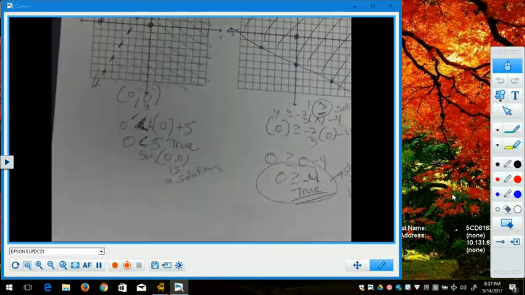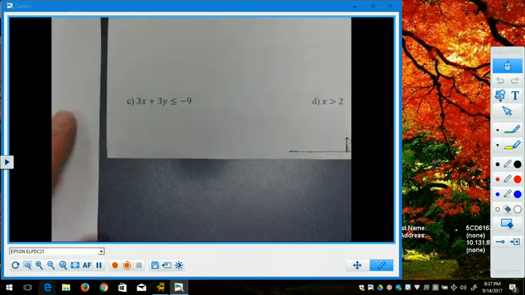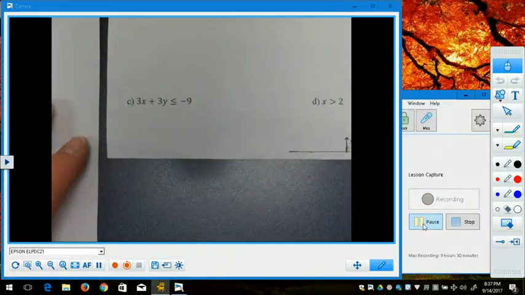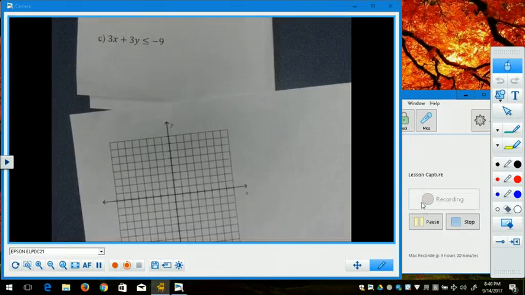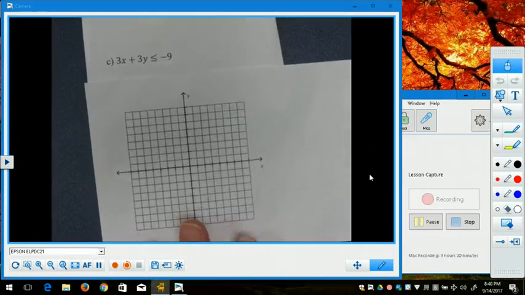We're going to look at letter C. If you could please go to letter C, we're going to find our inequalities for that right now. All right, so please take a moment to try letter C. You should be able to graph this.